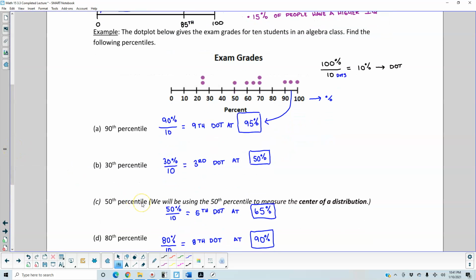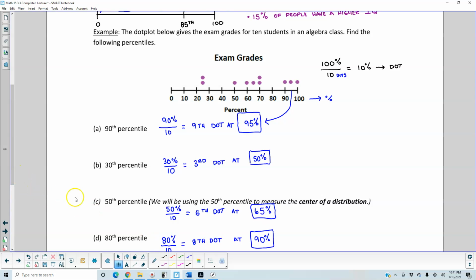Now the 50th percentile, which in the future we'll be using to measure the center of a distribution. 50% divided by 10 gives us the 5th dot. So let's find the 5th dot. So 1, 2, 3, 4, 5. It is in between 60 and 70, which is 65%.